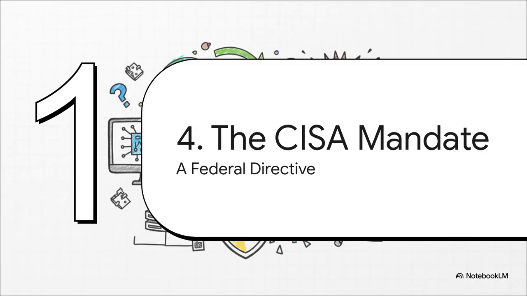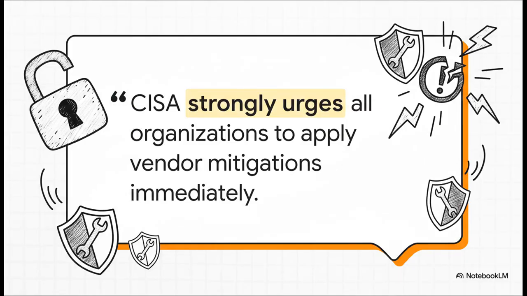Because this vulnerability is so severe and is being actively used by attackers, the federal government has had to step in. CISA has issued a directive that lays out a very clear, very firm timeline for taking action. And this is a direct quote from their directive. CISA strongly urges all organizations to apply vendor mitigations immediately. Now, while that's a legal requirement for federal agencies, the message for private organizations like ours couldn't be clearer. You need to patch this, and you need to do it now. It's the strongest possible recommendation they can make.